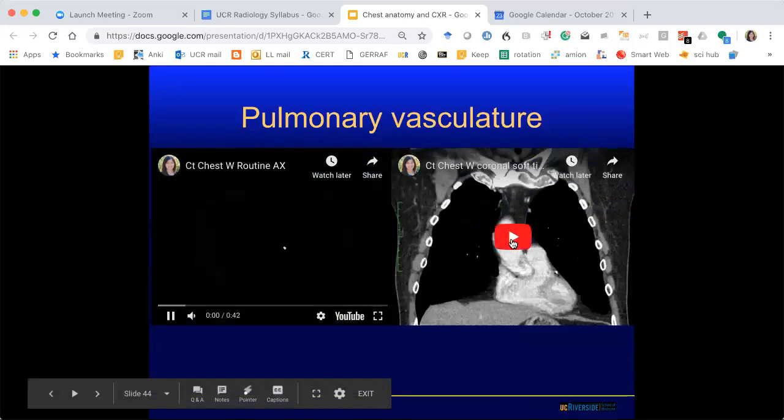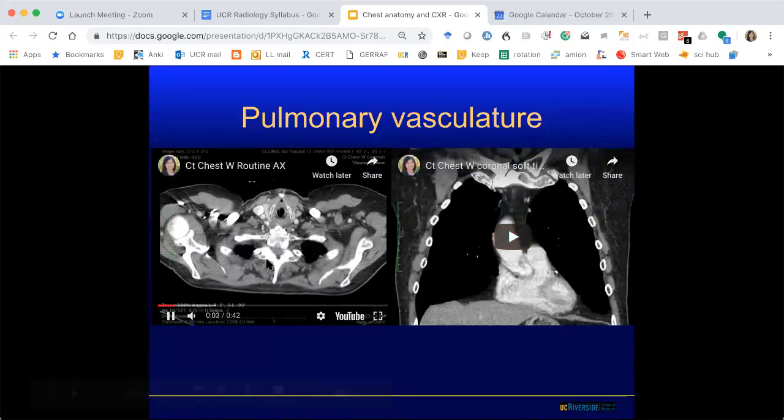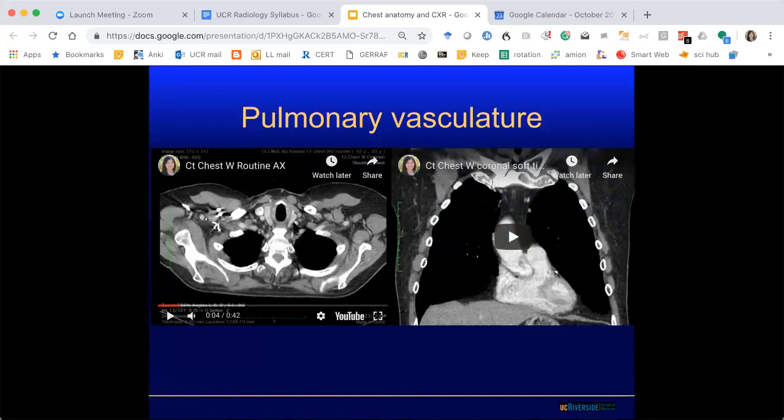And then let me see. Not sure if we're going to have luck with this. Oh, yes. Oh, it's working here. I'm not sure why it didn't work earlier. Good. So then what vessels are these? The carotids. Good. And then what vessels are in the back? The vertebral. Good. And how many branches come off of the aorta?